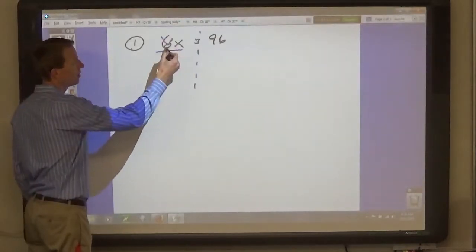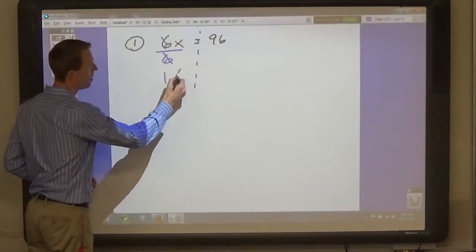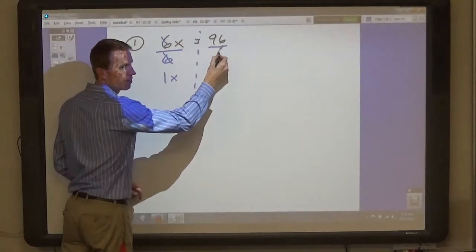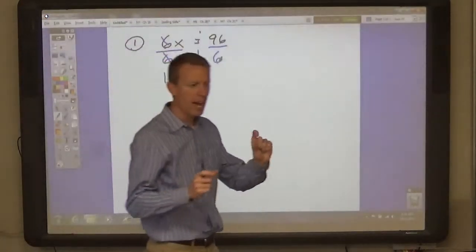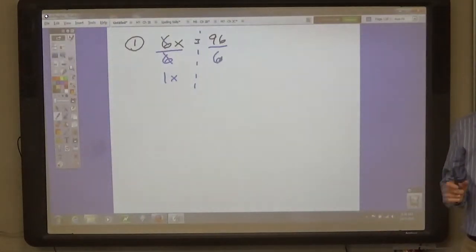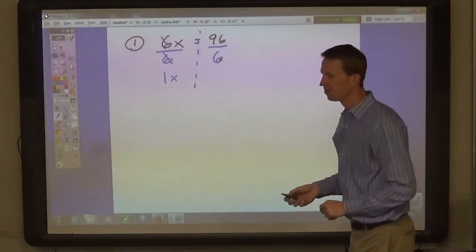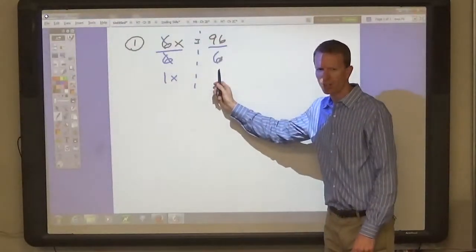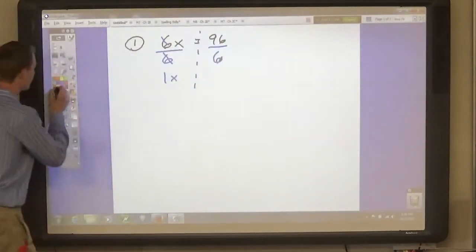Cross out the 6's because 6 over 6 is 1. So write 1 times x. Divide this side by 6, the same number. Remember in the last lesson, you had to add the same number to both sides? In this case, you have to multiply the same number by both sides. Now, you might say, wait, we're dividing. How is this multiplication?